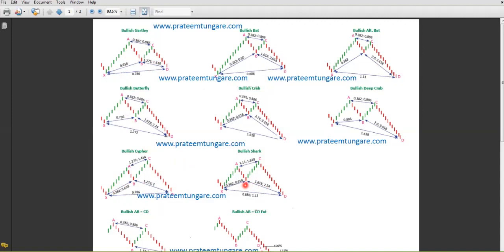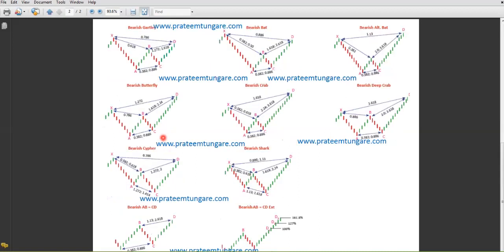Now to identify this, it is very simple. You need to see if the pattern is bullish and the value of C is less than A, then it belongs to group A. And if the value of C is greater than A, then it belongs to group B. It is very simple, right?